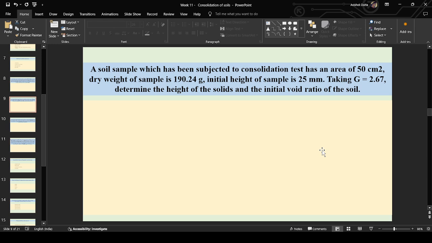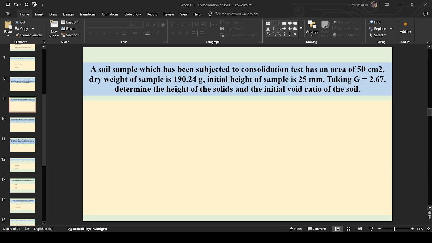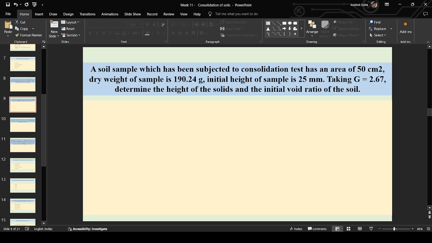I repeat the question. A soil sample which has been subjected to consolidation test has an area of 50 centimeter square. Dry weight of the sample is 190.24 gram. Initial height of the sample is 25 millimeter. Taking G equals 2.67, specific gravity of the soil solids as 2.67, determine the height of the solids and the initial void ratio of the soil.